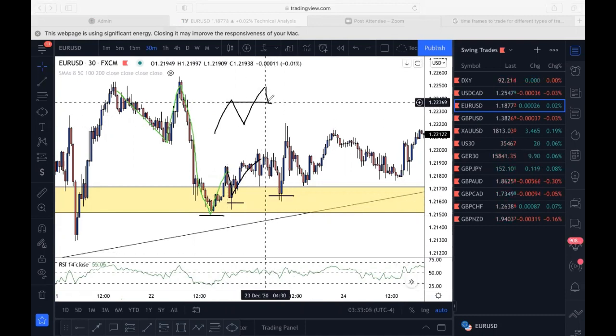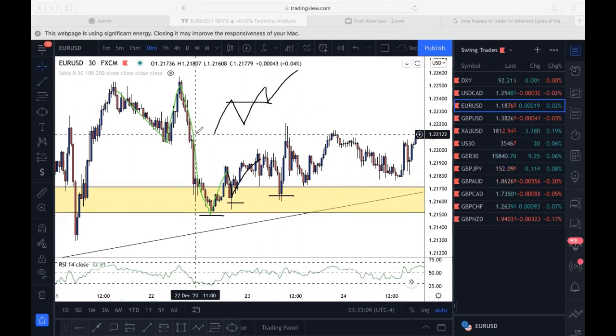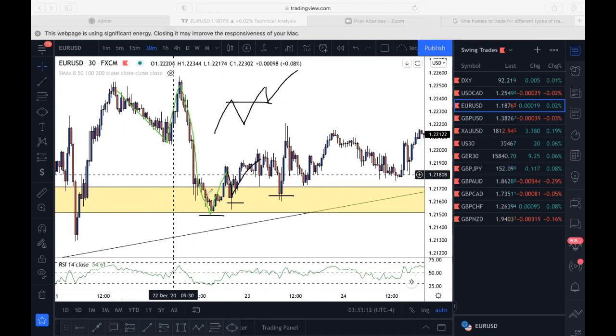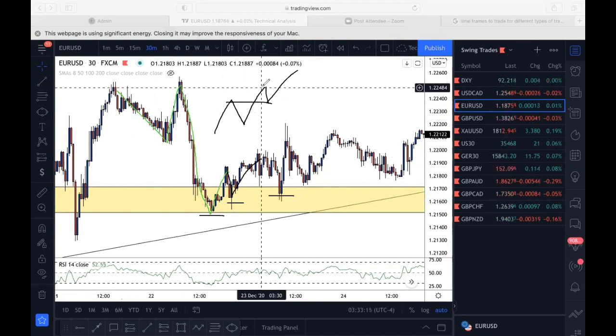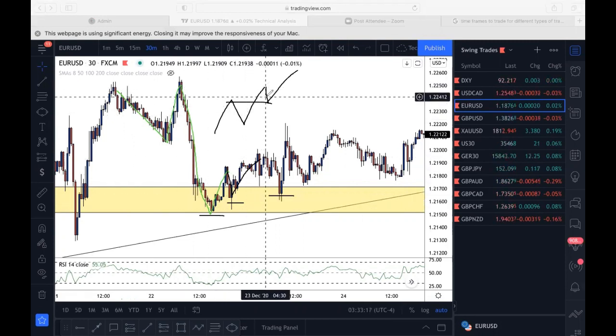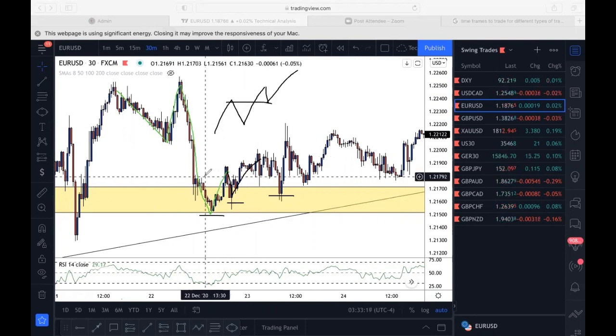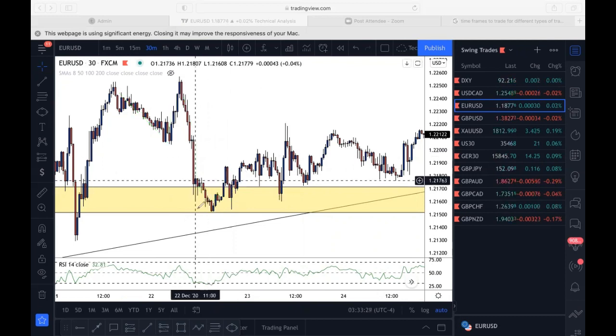So this is a key trick that you can use also. You want to see the 30-minute time frame or the lower time frame trend match what you're expecting to happen. So if you're expecting buys to happen, you want to see a buying trend on a lower time frame. So that's one way of entering.